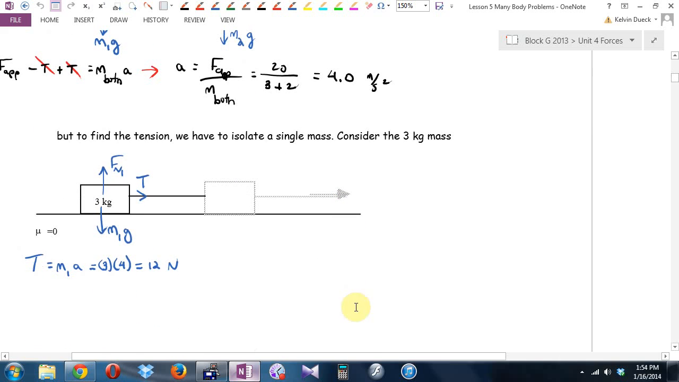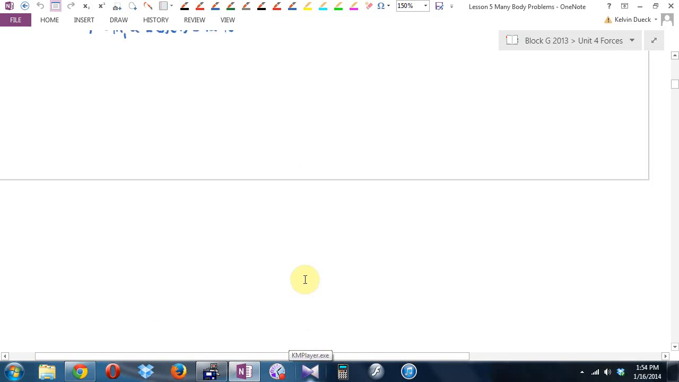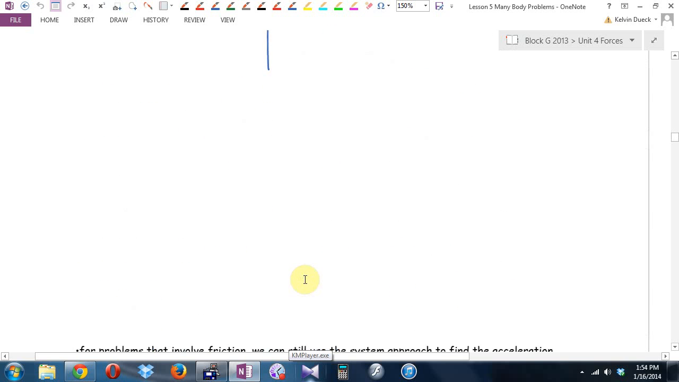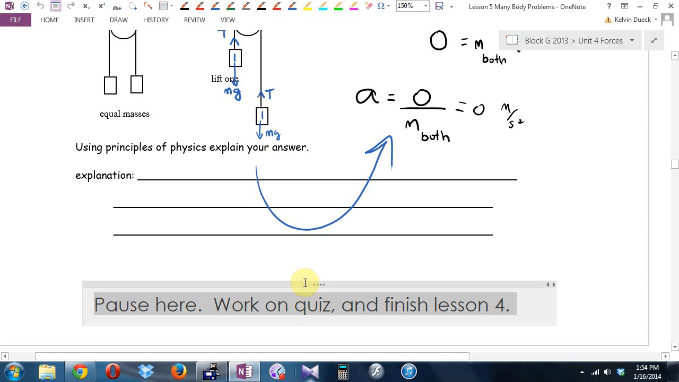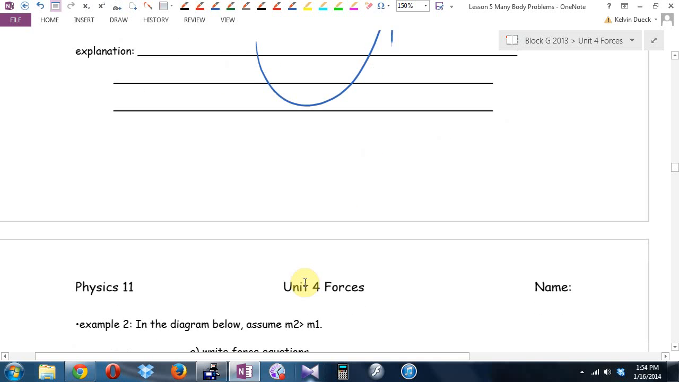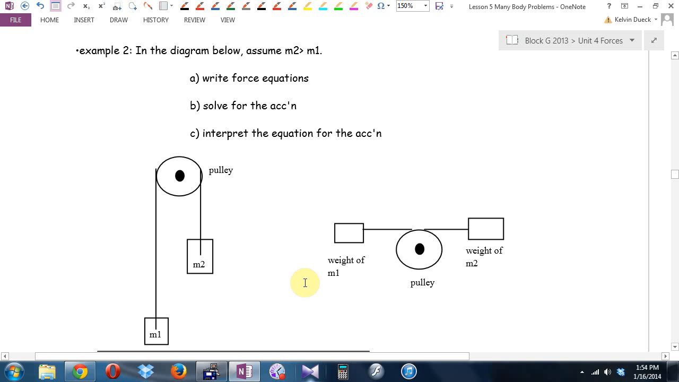Then we branched off, ladies and gentlemen, we looked at this little device that we called an Atwood machine, which was essentially like an elevator with a counterweight. And we said pause here, work on quiz, finish lesson 4, because some of you still had not. Example 2. It says this. In the diagram below, assume that mass 2 is bigger than mass 1. You know what? Let's put some numbers on here. Pick a mass for mass 2. 10 kilograms?